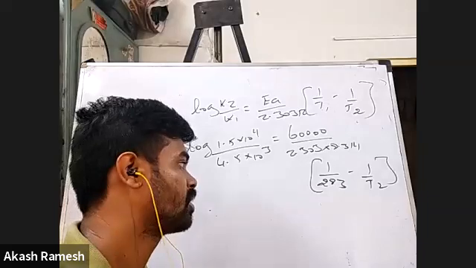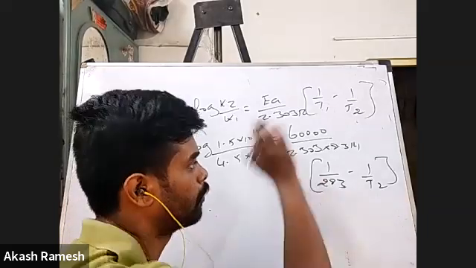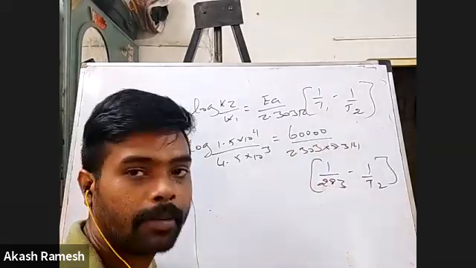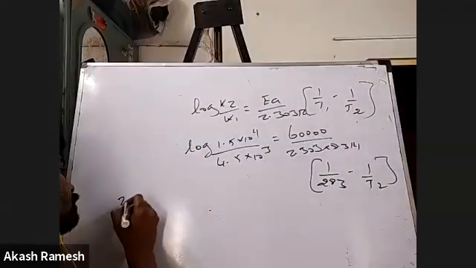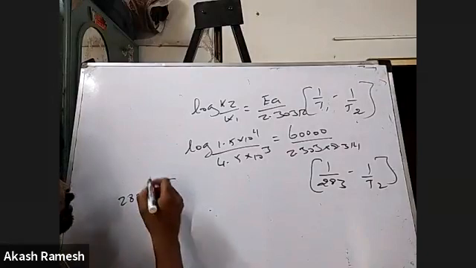To make the calculation a little easier, before doing any calculation, you can first calculate 1 by 283. Okay, so 1 by 283 is 0.